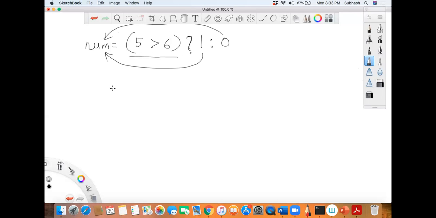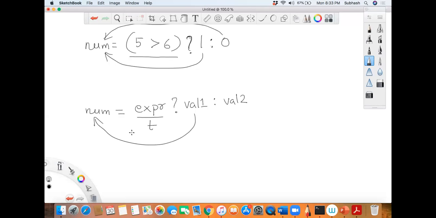Very simple. It is like this: you will have an expression, a question mark, value 1, colon, value 2. Then I assign the result to something else. This expression can result in either of two values, true or false, because it is a Boolean expression. If it is true, then store value 1 into num. If it is false, then store value 2 into num. Is that okay?